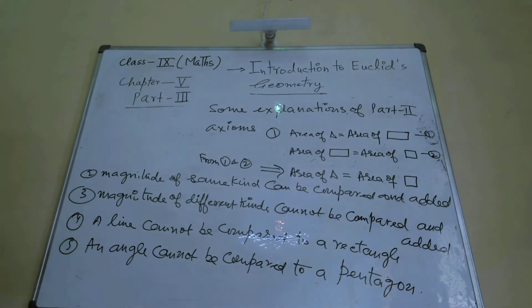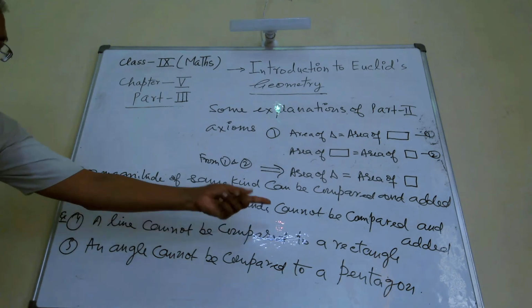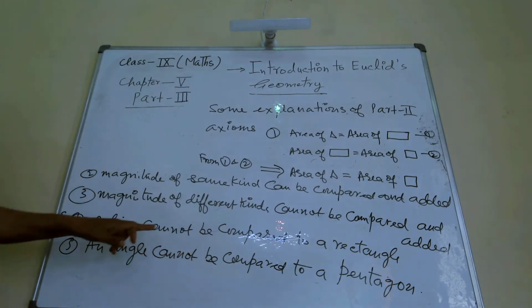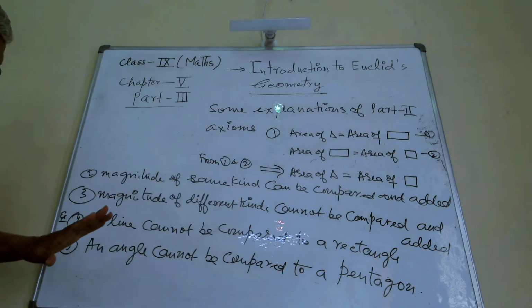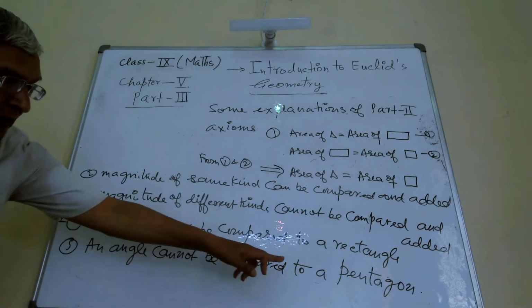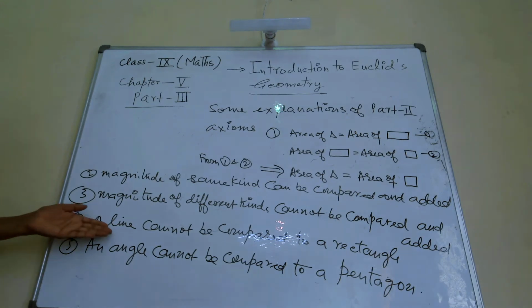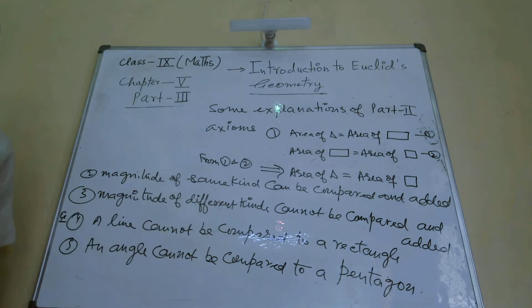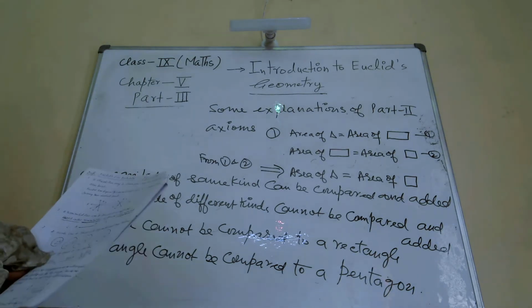For example, a line cannot be compared to a rectangle, and an angle cannot be compared to a pentagon, because the line is different, the rectangle is different, the angle is different, and the pentagon is different. These cannot be compared. Now come to the postulates of Euclid.